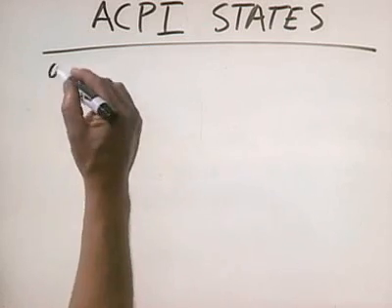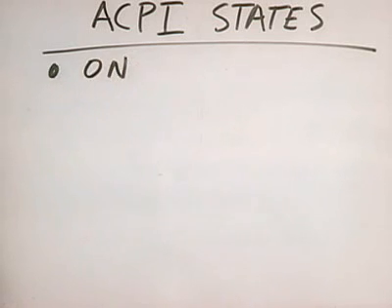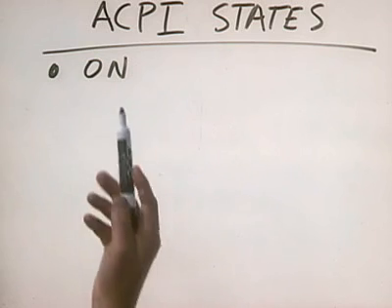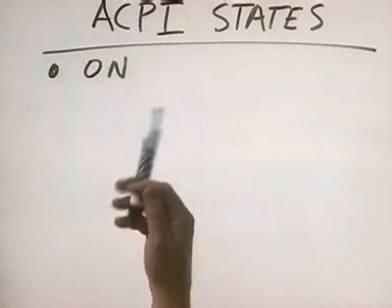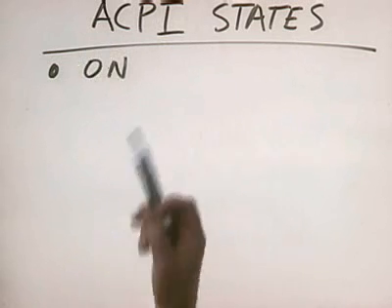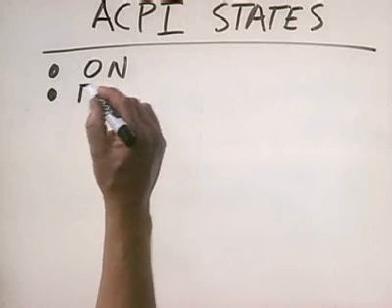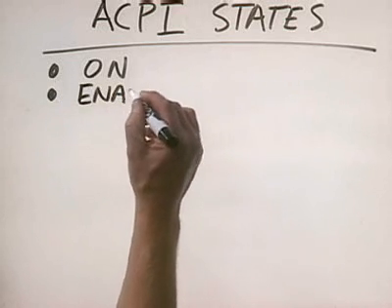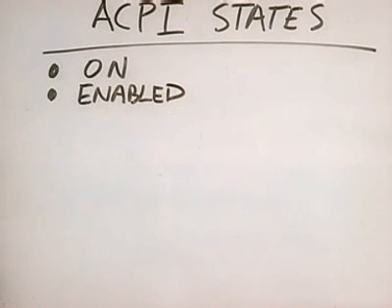The first ACPI state we need to be aware of is on. In the on state, basically, all power management functions are off. All devices, the CPU, the hard disk drive, peripherals, everything's running at full power. No power management is taking place. The next state is enabled. In the enabled state, power management is turned on, but no devices are shut down. Everything's running at full power.